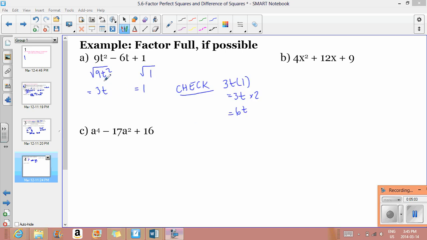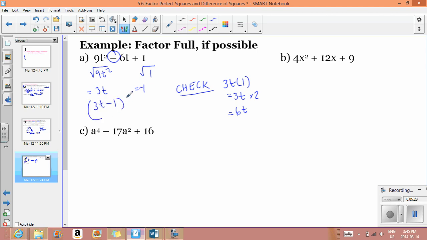So hopefully you got this far. You took the square root of each part. You got 3t and 1. And then you check them by multiplying those. 3t times 1 is 3t. And then timesing that by 2, you get 6t. I want you to notice, though, there's a problem right now in that the middle term is negative 6t. So the difference from this, to make this a negative 6t, we can actually make this value a negative. So 3t minus 1 squared.